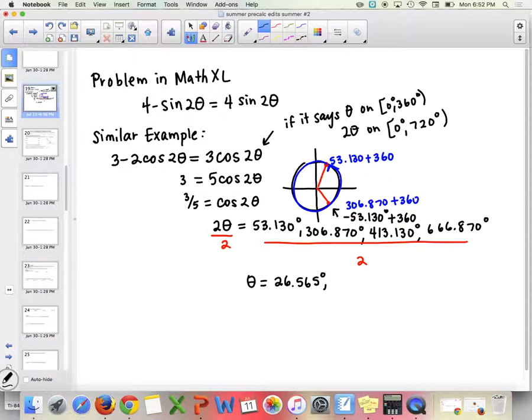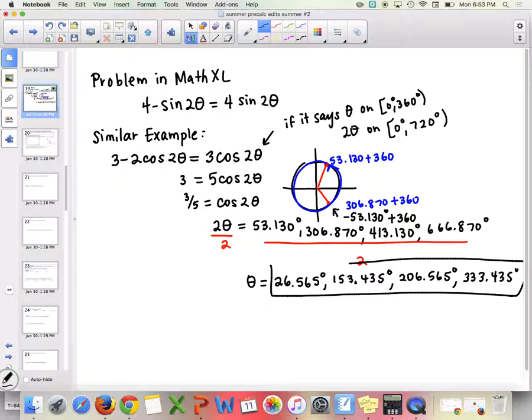If I take 306.870 and divide by 2, I get 153.435 degrees. 413.130 divided by 2 is 206.565 degrees. And the last one, 666.870 divided by 2, gives 333.435 degrees. If you notice, all of those are now on the interval 0 to 360. So that would be one way of doing this problem.